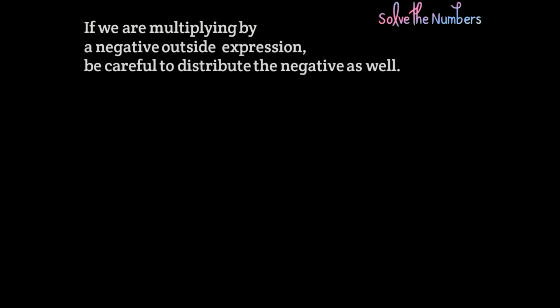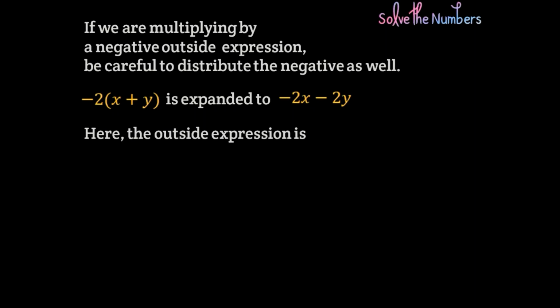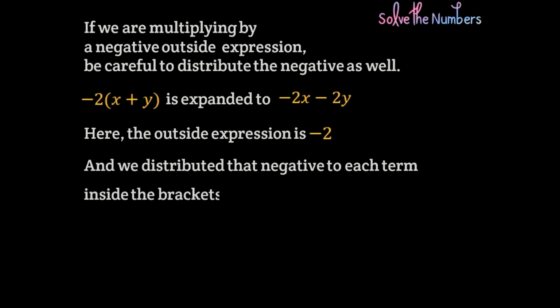If we are multiplying by a negative outside expression, be careful to distribute the negative as well. For example, negative 2 times (x plus y) is expanded to negative 2x minus 2y. Here, the outside expression is negative 2, and we distributed that negative to each term inside the brackets.